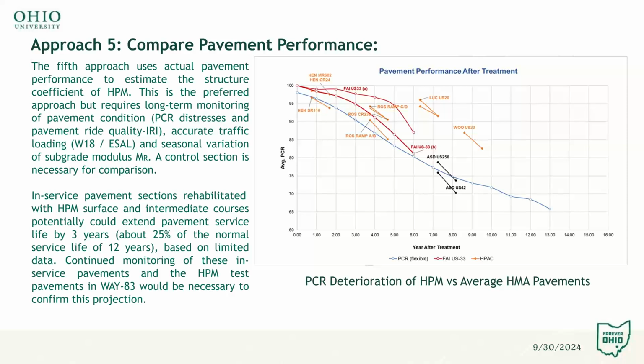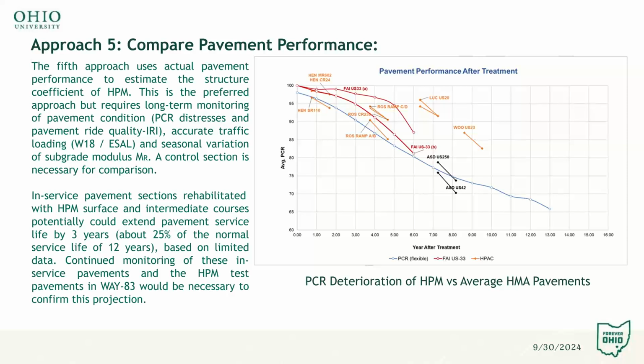The two black ones, the Ashland County, they only have high polymer mix in the surface course. So they actually perform very poorly. The blue line represents the average flexible pavement performance of the general system. One performed very well up until the most recent year, and the other one started performing somewhat poorly.